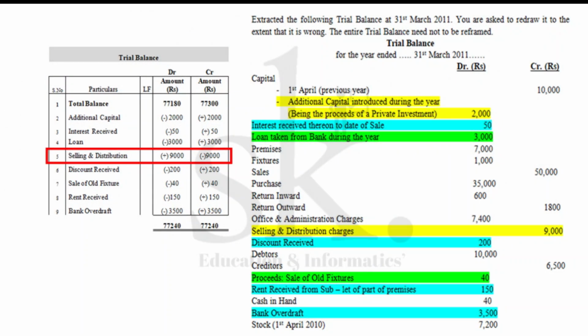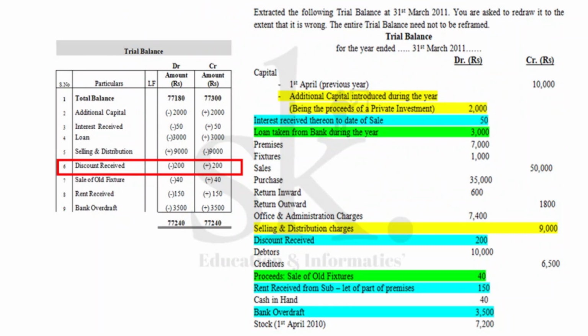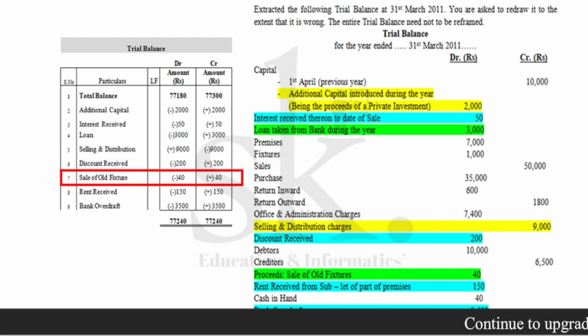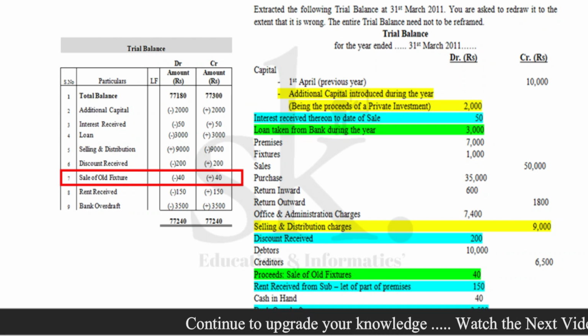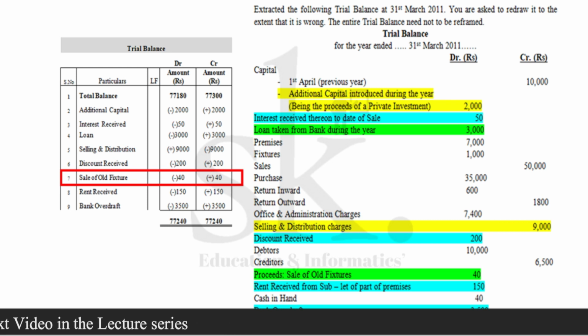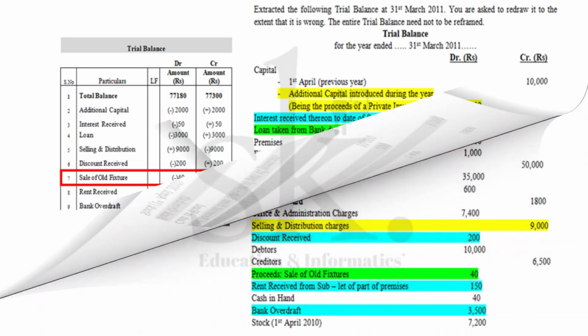Selling and distribution charges is an expense, should not be on the credit side. So we have deducted it from the credit side and introduced it on the debit side. Discount received of rupees 200 is basically an income, should be going on the credit side. So we have subtracted it from debit and introduced it on the credit side. Similarly, proceeds of sale of old fixtures of 40 rupees has to be recorded on the credit side. So we have introduced it on the credit side and subtracted it from the total of debit.